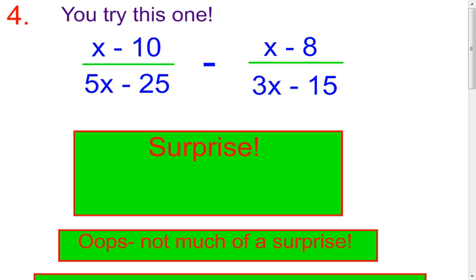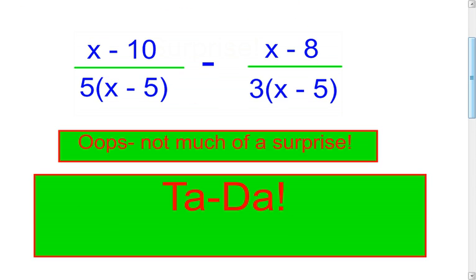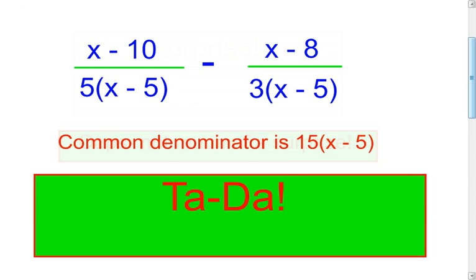All right, here's one for you to try. You can try this, and I will work it out. If you would rather not try it yourself, I will have it worked out. But here's how it goes. Obviously, you're going to factor the two denominators. You can pull a 5 out of the left side and a 3 out of the right side. They both have an x minus 5 in them. Common denominator is 15 times x minus 5.